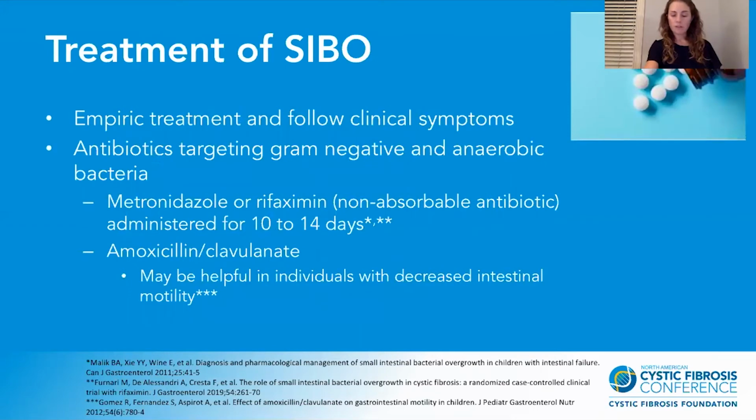Since objective testing for SIBO in the CF population is potentially difficult, empiric treatment is an acceptable alternative. Antibiotics are the cornerstone of treatment. Typically, an antibiotic that targets gram-negative and anaerobic bacteria is preferred. 2 examples are metronidazole and rifaximin. Rifaximin is a non-absorbable antibiotic, which is attractive in the CF population given that they tend to receive multiple courses of antibiotics over their lifetime. However, it is expensive and sometimes difficult to obtain coverage through insurance.